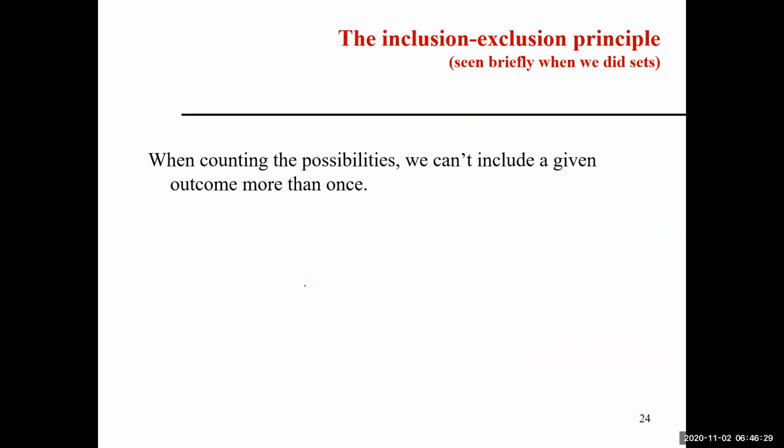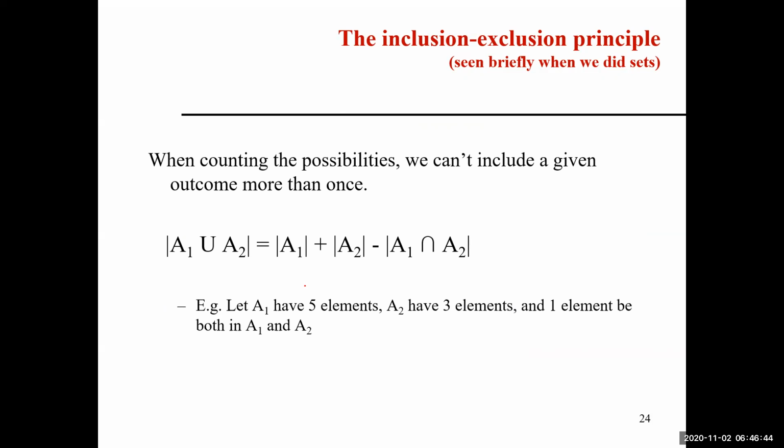So we'll go to the next concept, that is the principle of inclusion and exclusion. We have done this in set theory also. That is, the size of A1 union A2 is equal to size of A1 plus size of A2 minus size of A1 intersection A2. Okay, so let's look at one of the problems.